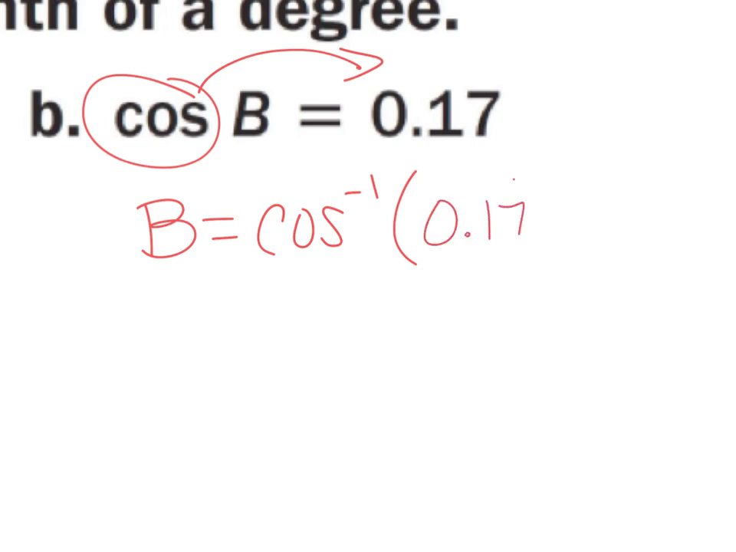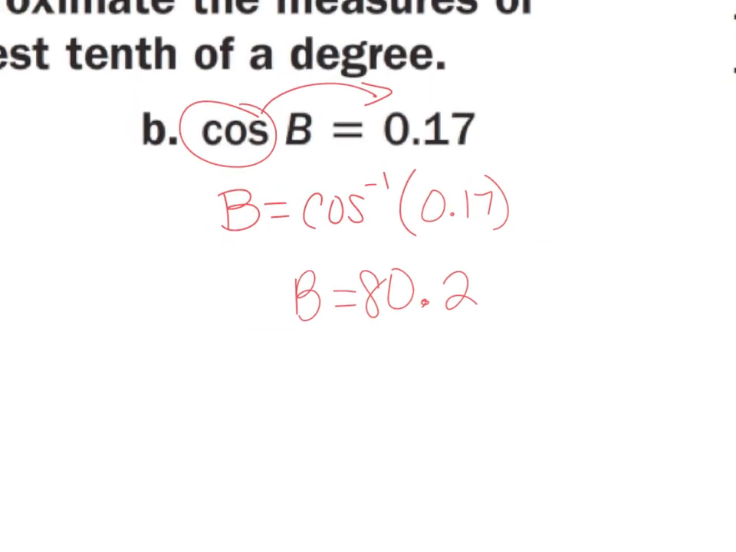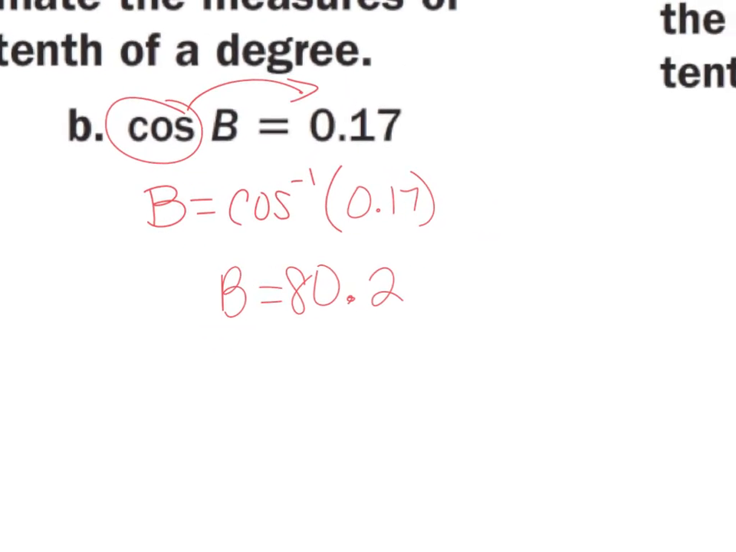So 0.17. So same way, except this time we're doing inverse cosine. So you're going to type that in your calculator, and you get B equals, what is that, 80.2. Again, make sure you're typing this in so you're getting used to the calculator.